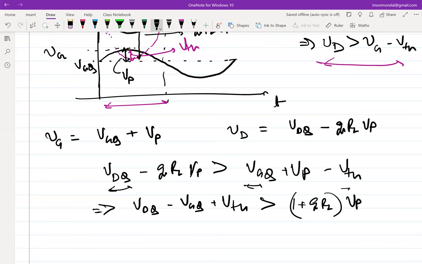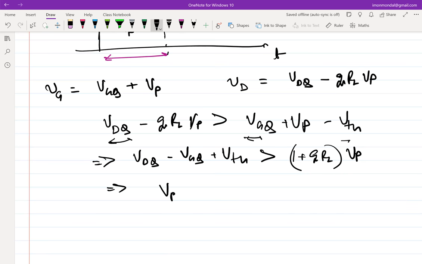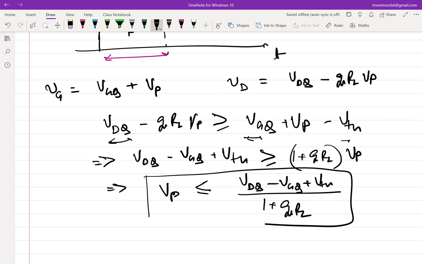We arrive at the condition that VDQ minus VGQ plus one threshold voltage should be greater than one plus GM RL times Vp, which means that the maximum amplitude of the sine wave is limited by your quiescent condition. See, note the right hand side is all quiescent, right? VDQ is quiescent voltage, VGQ is quiescent voltage, threshold voltage is obviously not changing, RL is given, GM is a small signal parameter, which again depends on the quiescent conditions, right?